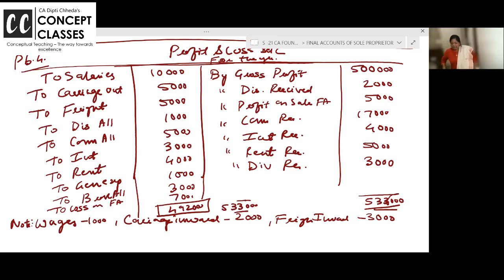Do you still want to check, and do you want me to say one item at a time or all of it clearly? P&L account: gross profit, discount received, profit on sale, commission received, interest received, rent received, dividend received. Right?